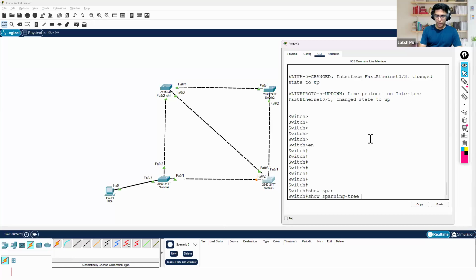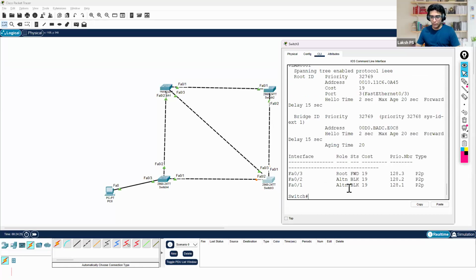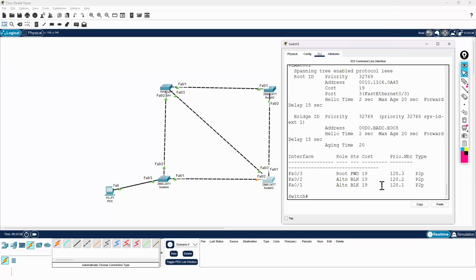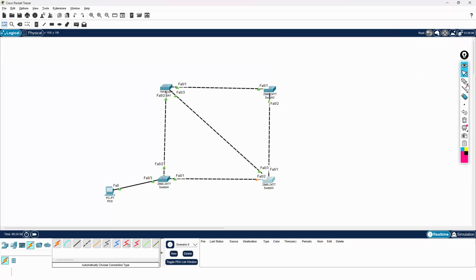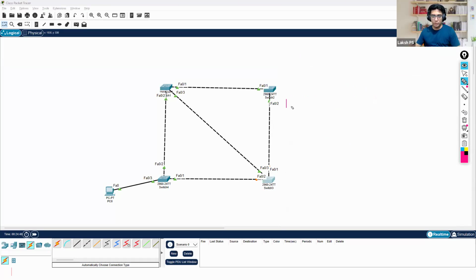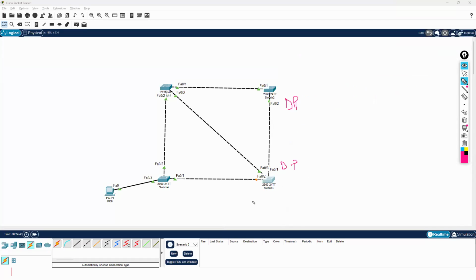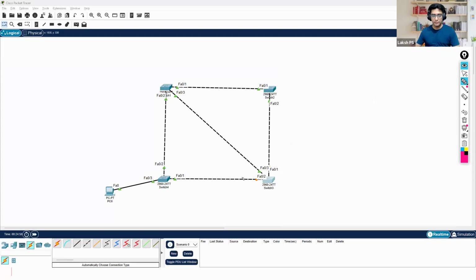So, show spanning tree active. You can see two blocked interfaces. Now it will block two places. If you block one, then this side will also be continuous, so it has to block two. Here also there is a DP. One triangle is here, one triangle is there. If you block the other side, this side will be a circle, so it has to go this side as well.